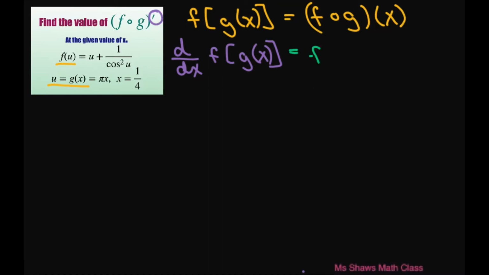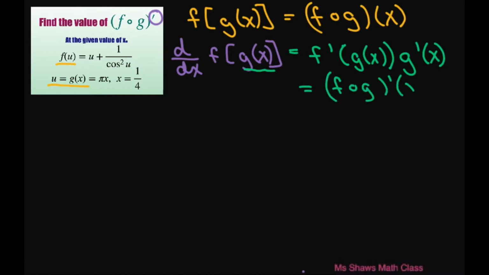So we take the derivative of the outside function, f prime of g of x, times the derivative of your inner function, which is g prime of x. This is going to give you f prime of g of x times g prime of x. And then all we have to do is substitute in x is 1/4 into these x's. All right, so what we're going to need is our f prime and our g prime.